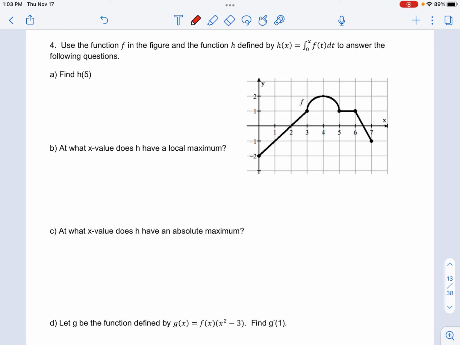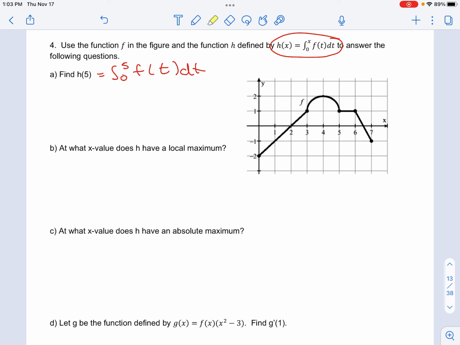Okay, we're given the function f, and then h of x is defined as the integral of f from 0 to x. So h of 5 is the same as plugging in 5 for x. So really, I'm looking for going from 0 all the way to 5. So I need all of this piece right here. Okay, so let's go ahead and do all the separate pieces.